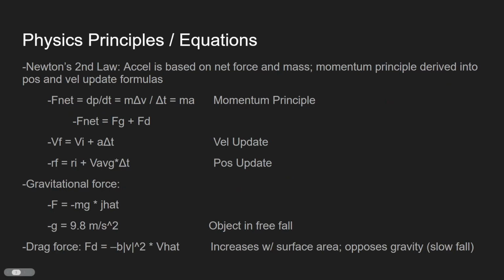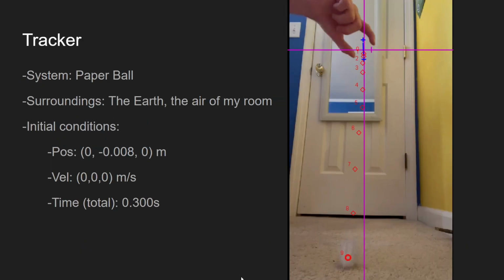Some of the equations used mainly are Newton's second law: acceleration is based on net force and mass. This is the momentum principle, which is derived into the position and velocity update formulas. Then, since the object is in free fall, you have the gravitational force and formula. And then the drag force, since it is an irregular object in the real world, increases with surface area and opposes gravity, so there is a slow fall.